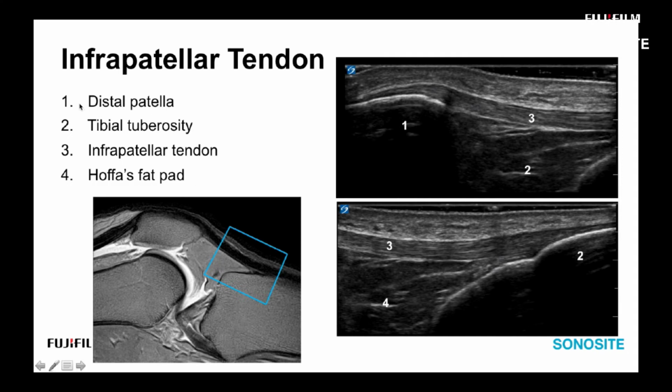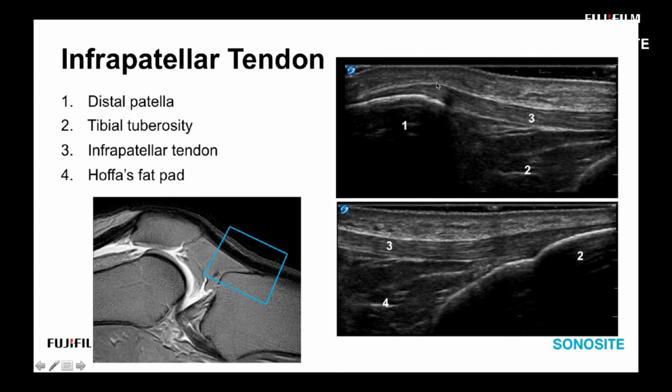But let's go over our bony landmarks first. So number 1, we have the distal patella. Number 2, we have the tibial tuberosity. Number 3, we have the infrapatellar tendon, this big guy right here, like a classic tendon drawing or illustration. And then distally here, most of this is overlap. It's quite a large transducer. 50 millimeters will capture all of the body of the tendon.